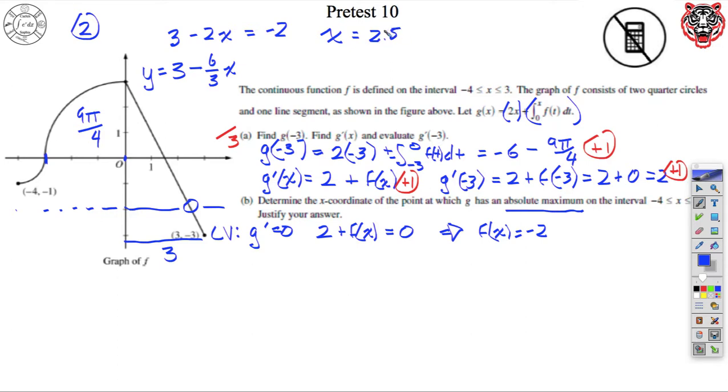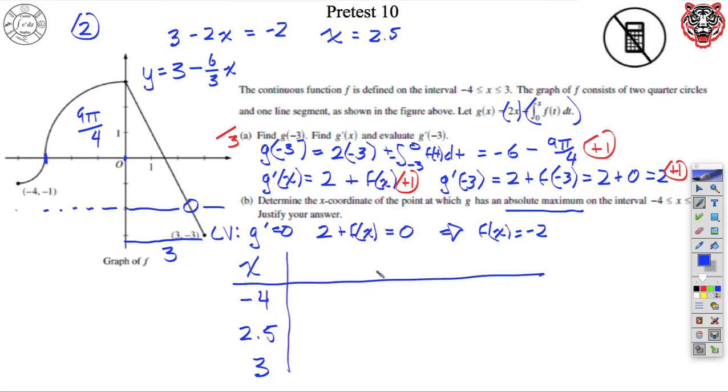So we need endpoints and the CV on our table. So x, and then we have our starting point, -4. Our CV is 2.5. That was a really hard thing to find. And then 3. So now we need to do start plus change equals end. Actually, we don't have to do start plus change equals end because it's asking for the x coordinate where it's the absolute maximum, and you can tell just judging by our function that g prime switches signs, and you can use that as your definition. I think the table is a little bit easier because we're used to doing the table.